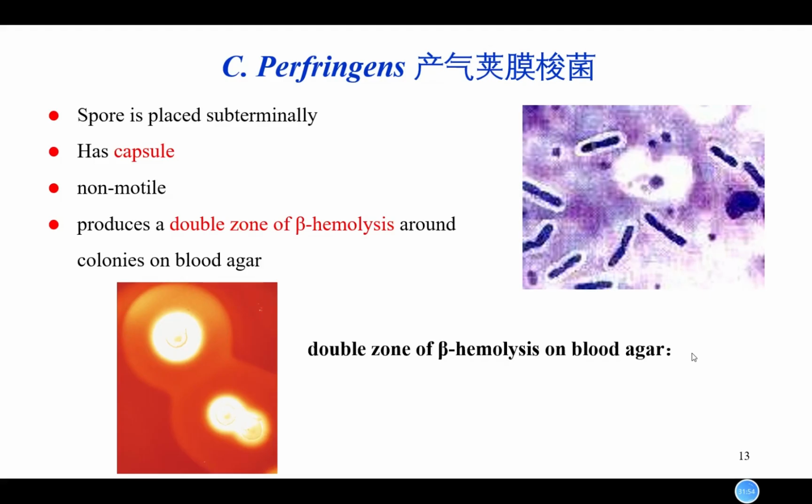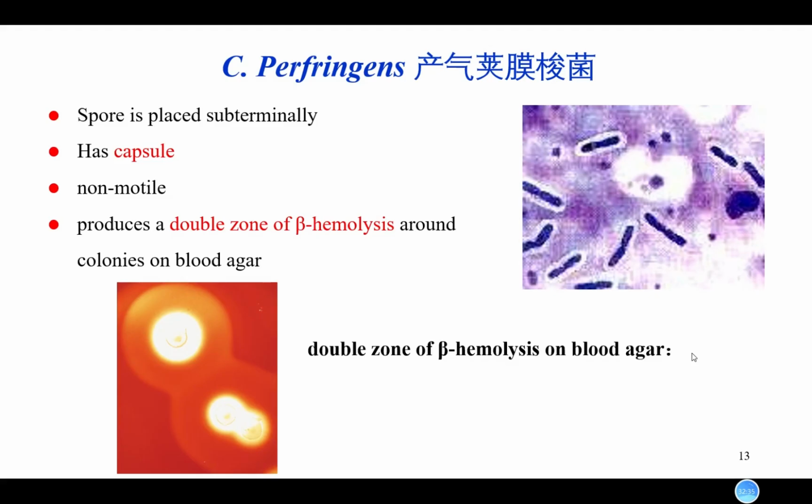This is also a spore-forming bacteria. The spore is formed subterminally. And it has a capsule structure, and here you can see the presence of the capsule surrounding the cell, and also here. But perfringens is not motile because it doesn't produce flagella. If you culture perfringens on blood agar, it produces a double zone beta hemolysis. Double zone beta hemolysis.